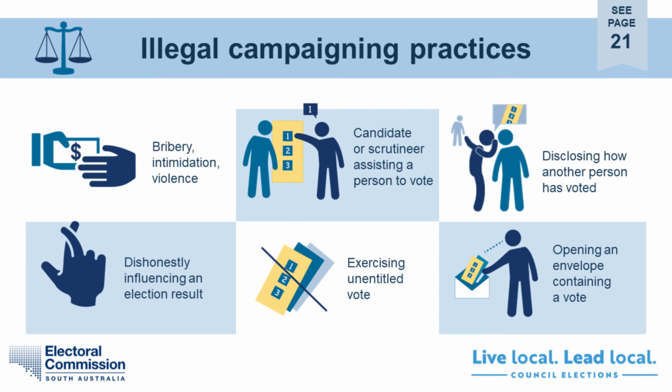When you stand as a candidate, you must campaign fairly and within the law. On the screen now are examples of other illegal practices. These include bribery, intimidation, and violence; a candidate or scrutineer assisting a person to vote or obtain voting papers; disclosing how another person has voted; dishonestly influencing or trying to influence the result of an election; exercising a vote to which you are not entitled; opening an envelope containing a vote, except for an electoral officer, during the scrutiny and count process.